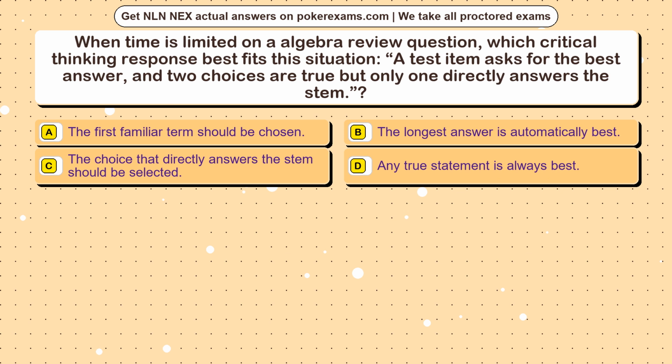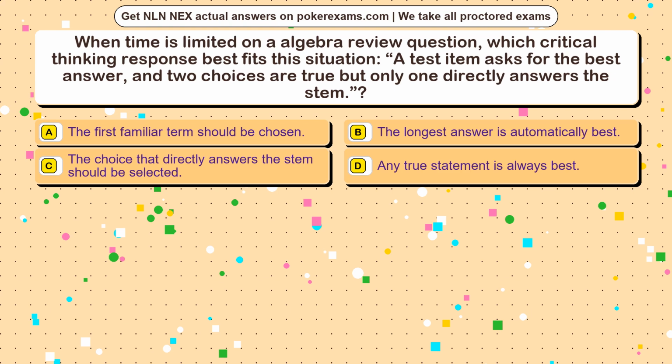Question 5. When time is limited on an algebra review question, which critical thinking response best fits this situation? A test item asks for the best answer, and 2 choices are true but only one directly answers the stem. Option A. The first familiar term should be chosen. Option B. The longest answer is automatically best. Option C. The choice that directly answers the stem should be selected. Option D. Any true statement is always best.